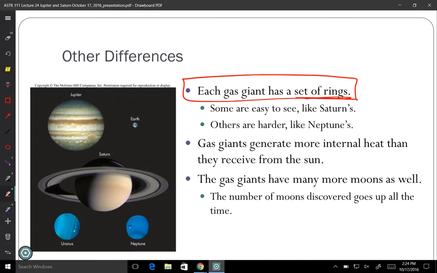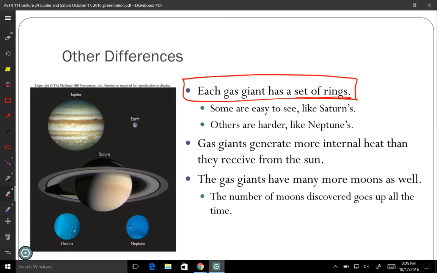Now that brings up a question right here, not one that's on this slide or even in today's lecture, but where did the rings come from? How could all the planets have rings? You may not all be creationists, but creationists have lots of arguments for the Earth being younger than science says it is. And one of those arguments is about the rings, like the rings of Saturn.